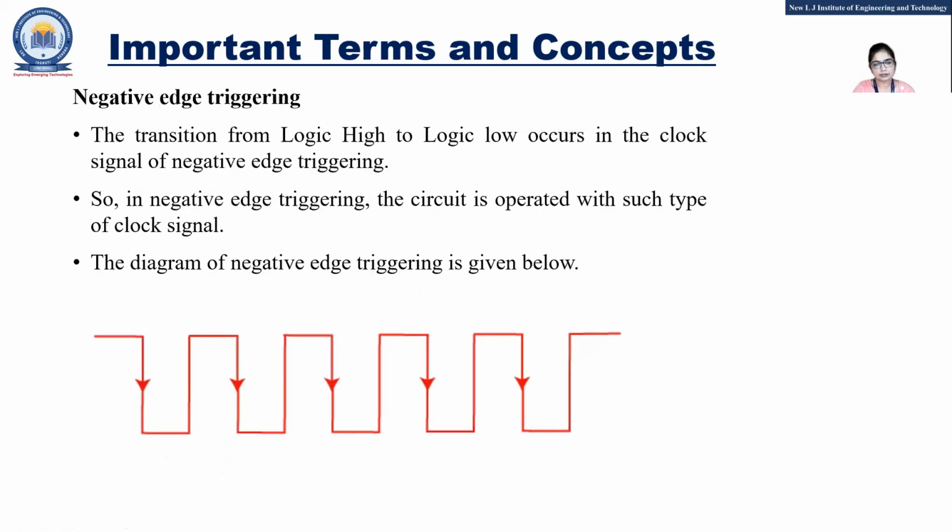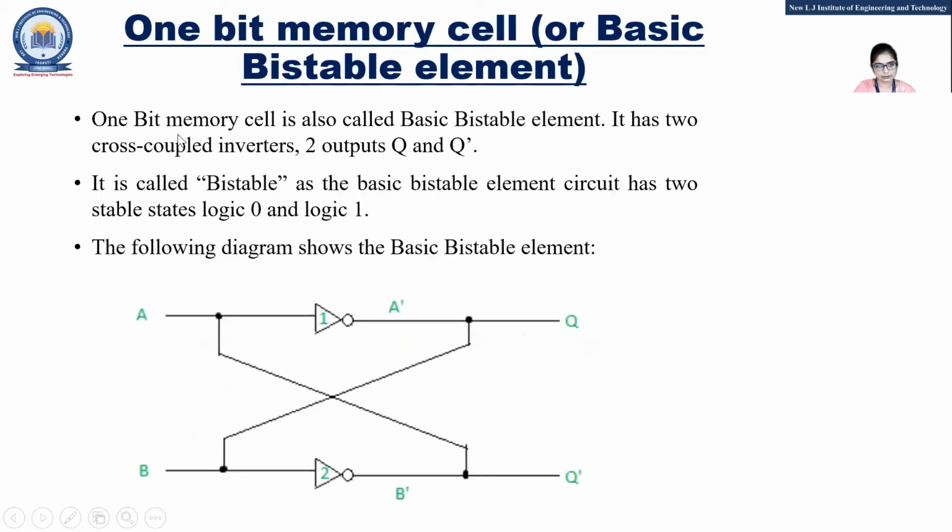And negative edge triggering. In negative edge triggering, whenever the clock pulse changes its state from positive level to negative level, high to low level, at this edge only the circuit will change its state. The circuit will trigger. That's why the name is negative edge triggering.